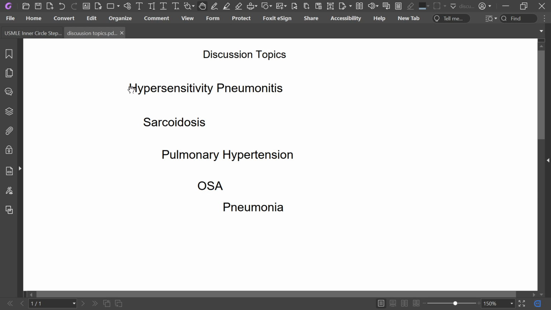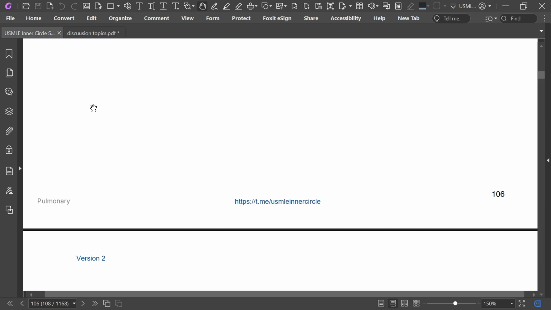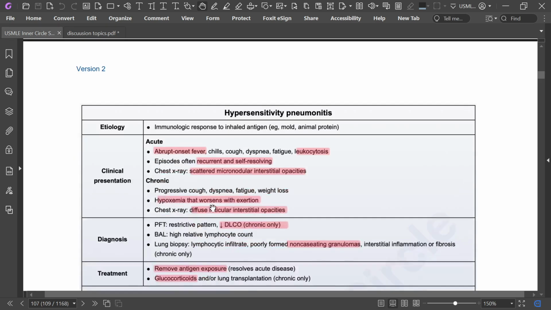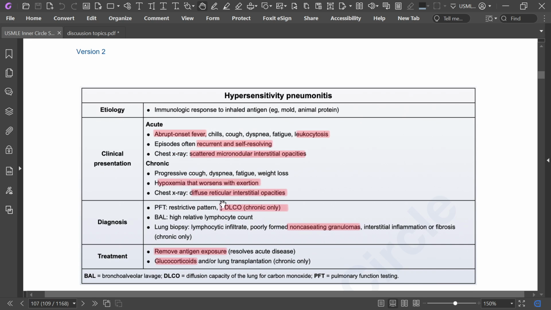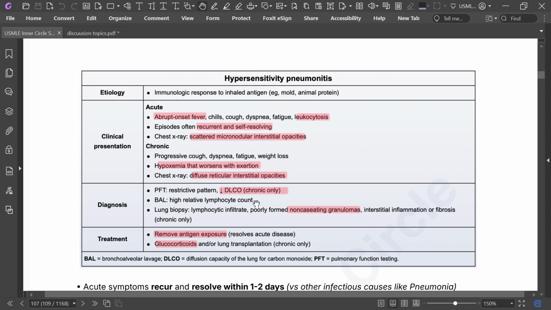Let's start with hypersensitivity pneumonitis. It's an immunologic response to inhaled antigen like mold and animal protein.